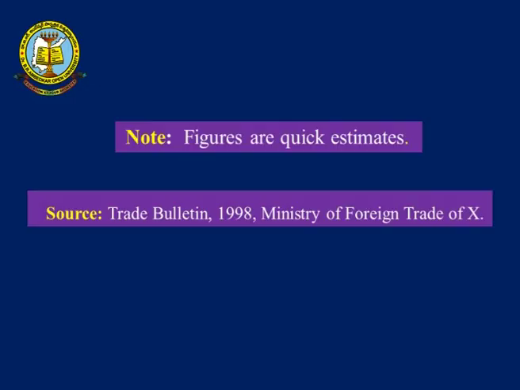So, how it changes, what the import is in a year, what the corresponding export is, everything can be observed in this table clearly. That is why we can say that the figures are quick estimates.